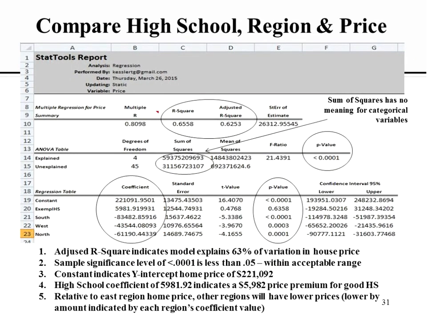I then compared the high school and the region and the price. I compared all of the variables using the dummy variable columns. And when I did this, I got the following regression data, and I analyzed it. First, I looked at my R-square and adjusted R-square, and I can see that the high school and the region where the home is located can account for 62%, 63% of the total price determination of the house. So I thought that was a reasonable expectation.